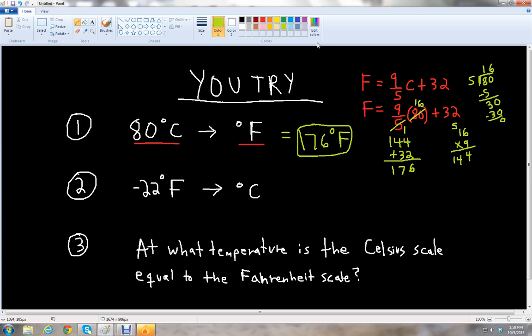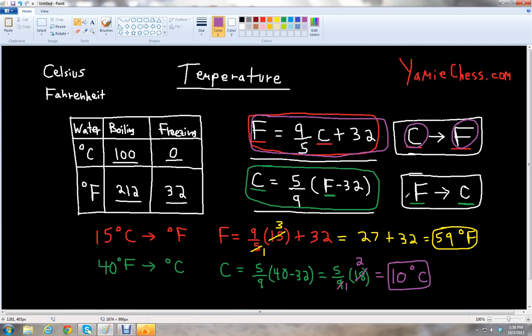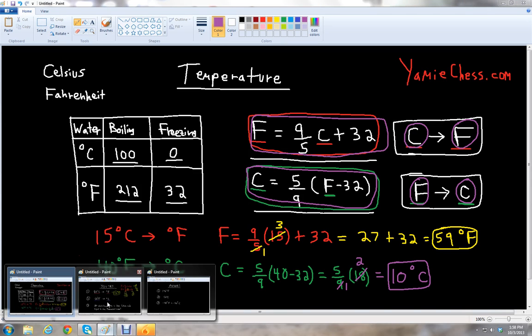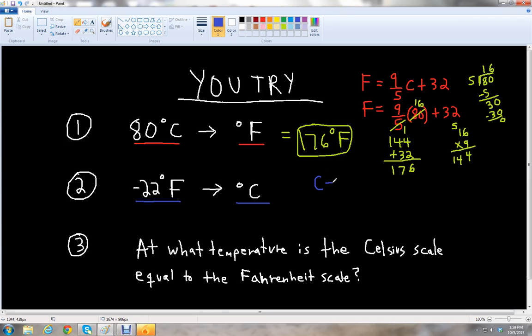Okay, so in the second problem, we're asked to convert from negative 22 degrees Fahrenheit to degrees Celsius. So if we revert back to our formula, it looks like we have the degrees Fahrenheit, and we want degrees Celsius. So we just need to use the second equation. C equals 5/9 times F minus 32. And we're going to replace F with negative 22 degrees. So C equals 5/9 times negative 22 minus 32.